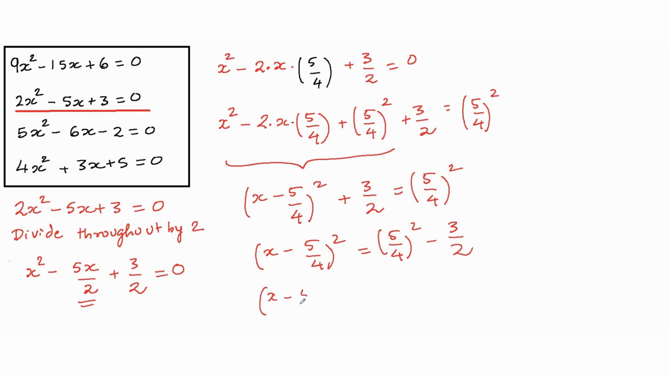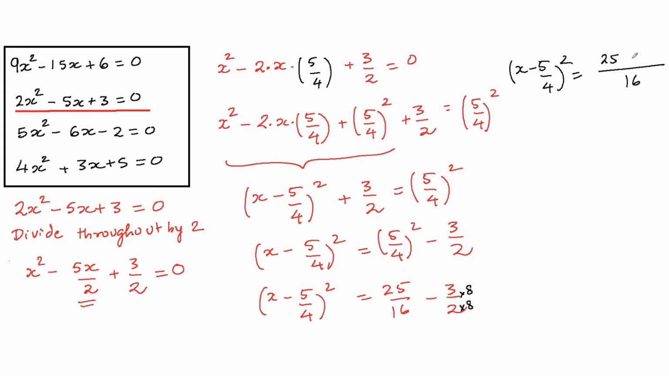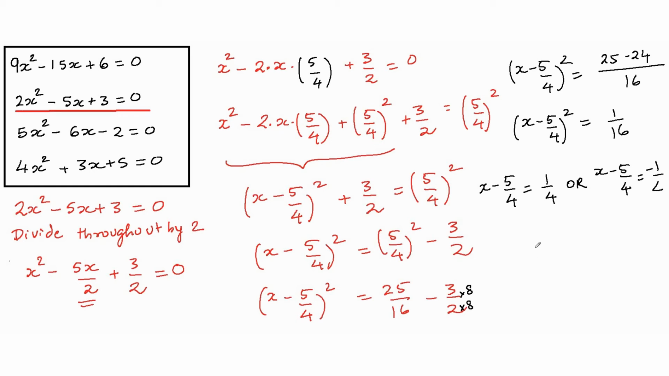And therefore x minus 5 by 4 the whole square is equal to 25 by 16 minus 3 by 2. This means x minus 5 by 4 the whole square is equal to, I can now take the LCM, which is 16. So I need to multiply both sides by 8. So 25 minus 24, which is going to be 1. Therefore, x minus 5 by 4 the whole square is 1 by 16, which in turn means x minus 5 by 4 is either 1 by 4 or x minus 5 by 4 is minus 1 by 4.